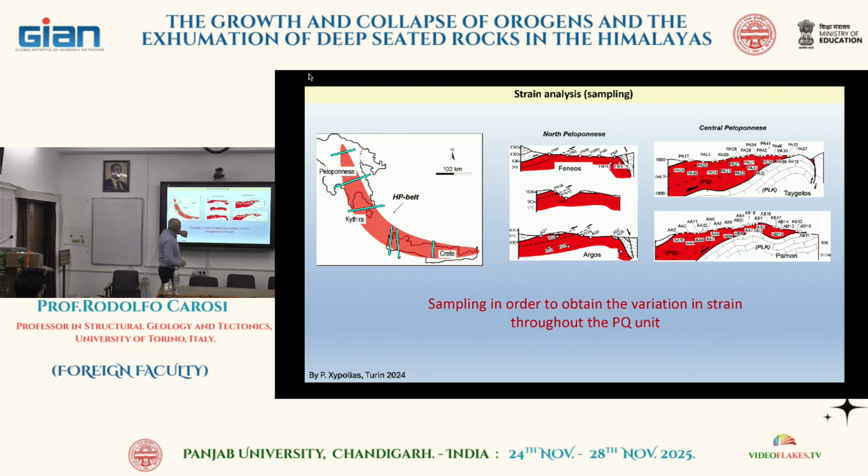He used this red one, with maybe low-grade metamorphic condition, very low metamorphic condition, to assess the strain approaching thrust. Through this PQ unit, it is a local name, but it is not important. So he took samples in a transect, of course, on the surface from one thrust to another. This one, this one, this one.